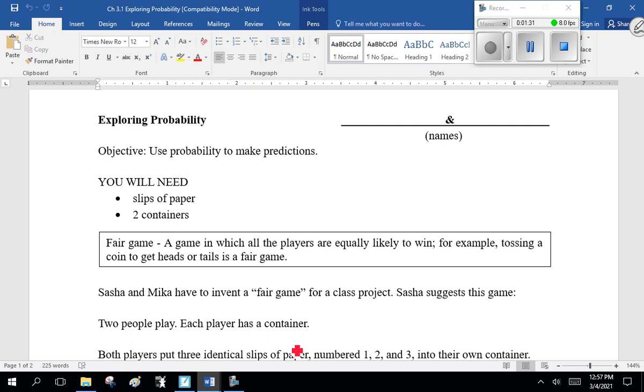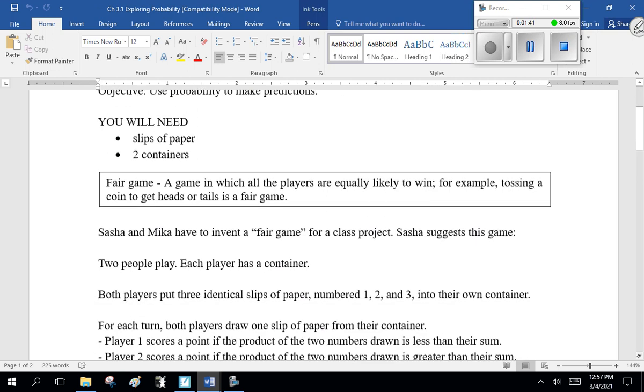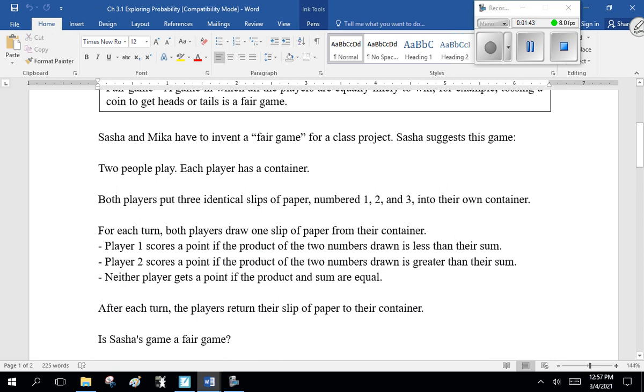Now, remember, fair game. A game in which all the players are equally likely to win. For example, tossing a coin to get heads or tails is fair. Now, here. Sasha and Micah have to invent a fair game for a class project. Sasha suggests this game. 2 people play. Each player has a container. Both players put 3 identical slips of paper, numbered 1, 2, and 3, into their container. For each turn, both players draw 1 slip of paper from the container.